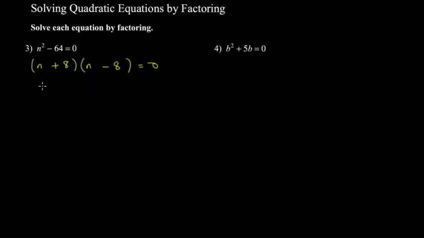And since you're supposed to solve the equation, you would also go to this part where you say n plus 8 equal to 0, or n minus 8 equal to 0. So you get n equal to negative 8 or positive 8. Okay, so n equal to plus or minus 8. You can write it like this, it's still allowed.